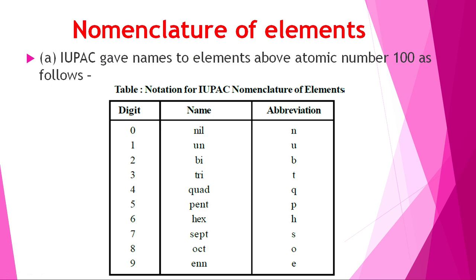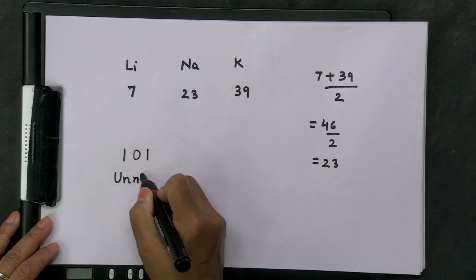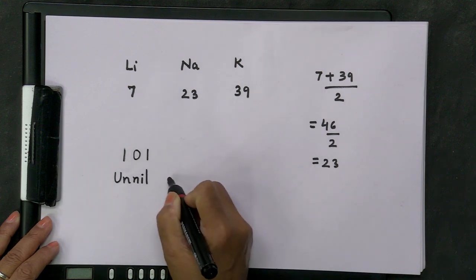You see here 1, 0, 1. So what is the name for 1? For 1 we write un. We start the name with a capital letter, as you see I am writing on the board. For 1, we write un. For 0, we write nil. And for 1, again it is un.